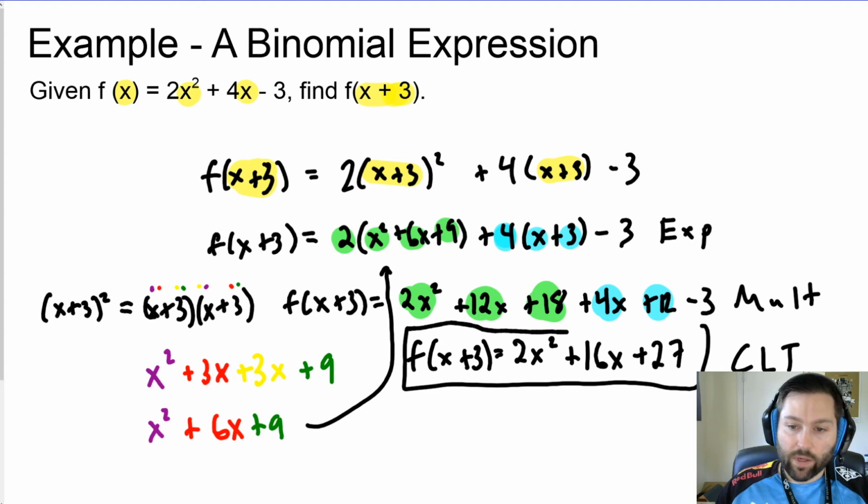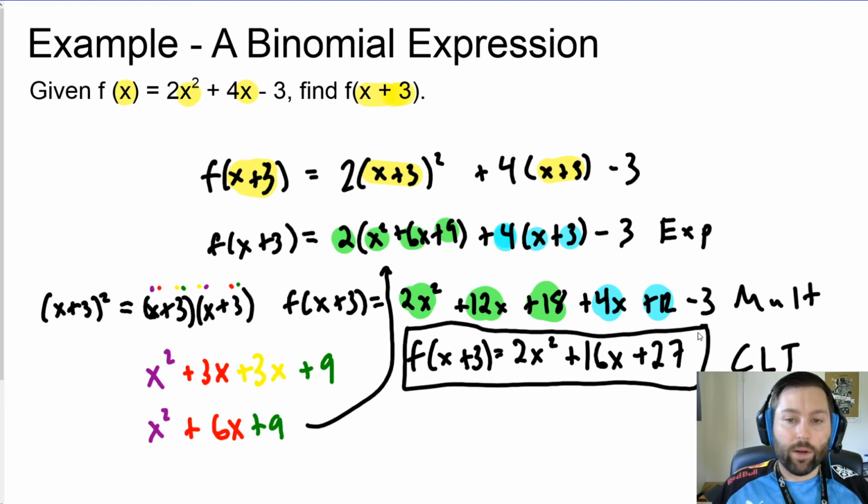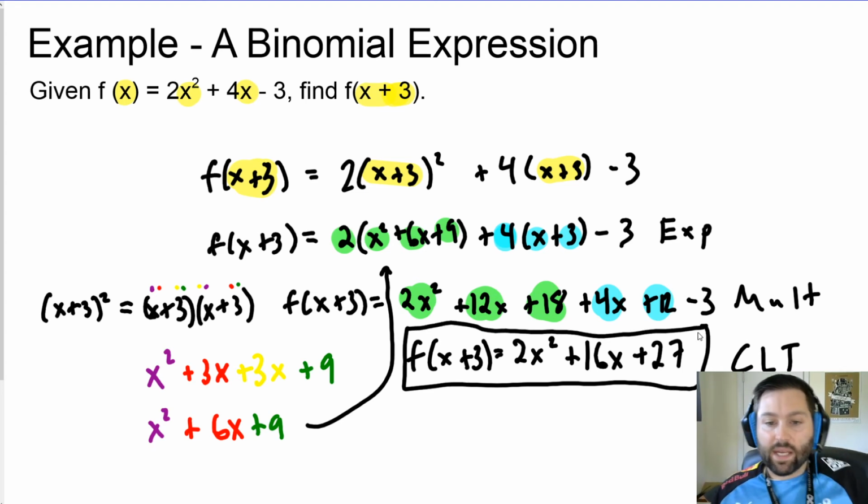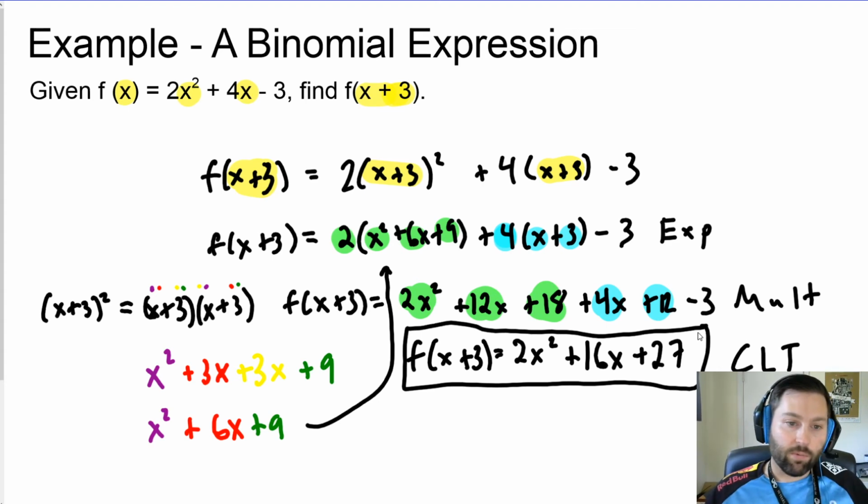And guys, I hope that the color coding really helped you here. I know that it can be tough to take in all of the different things that are going on here, so I really hope that the color coding actually helped you keep track of what I was doing.